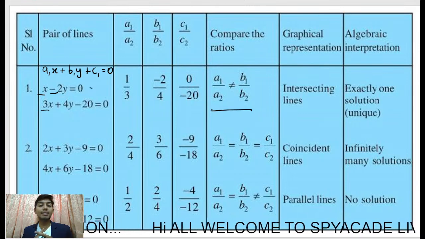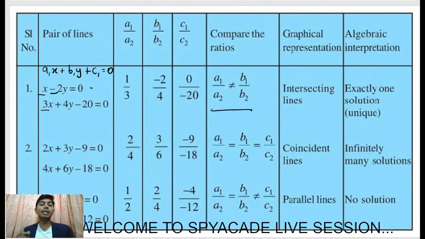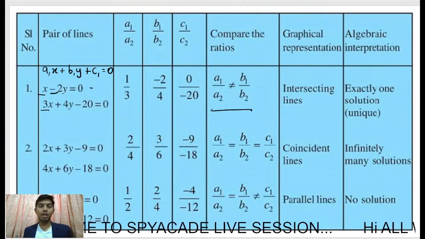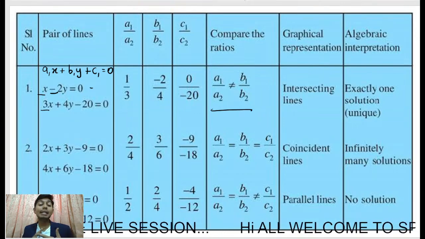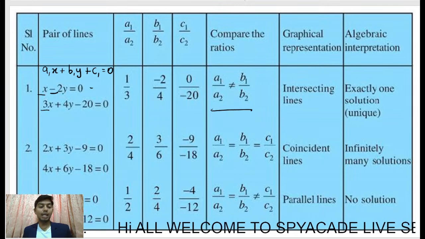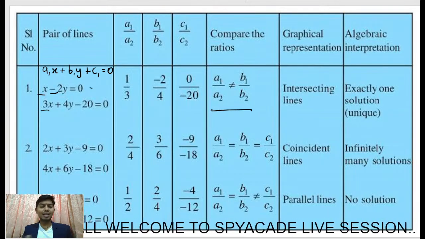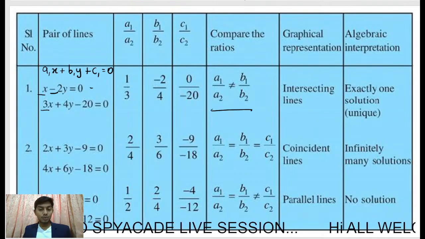These two lines intersect only at one point. So you will be getting only one solution, in the sense of the point where both the lines intersect. That is only one point that we will be getting. And the next one, there are multiple such examples, but let us concentrate more on the ratios here.